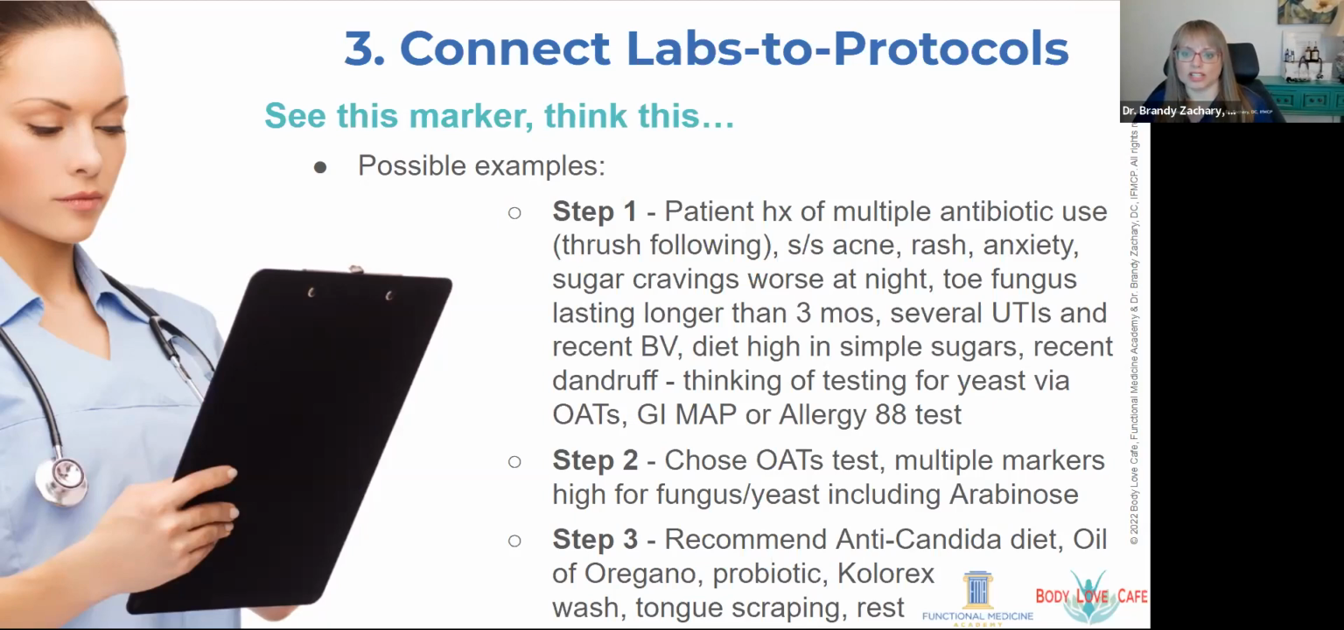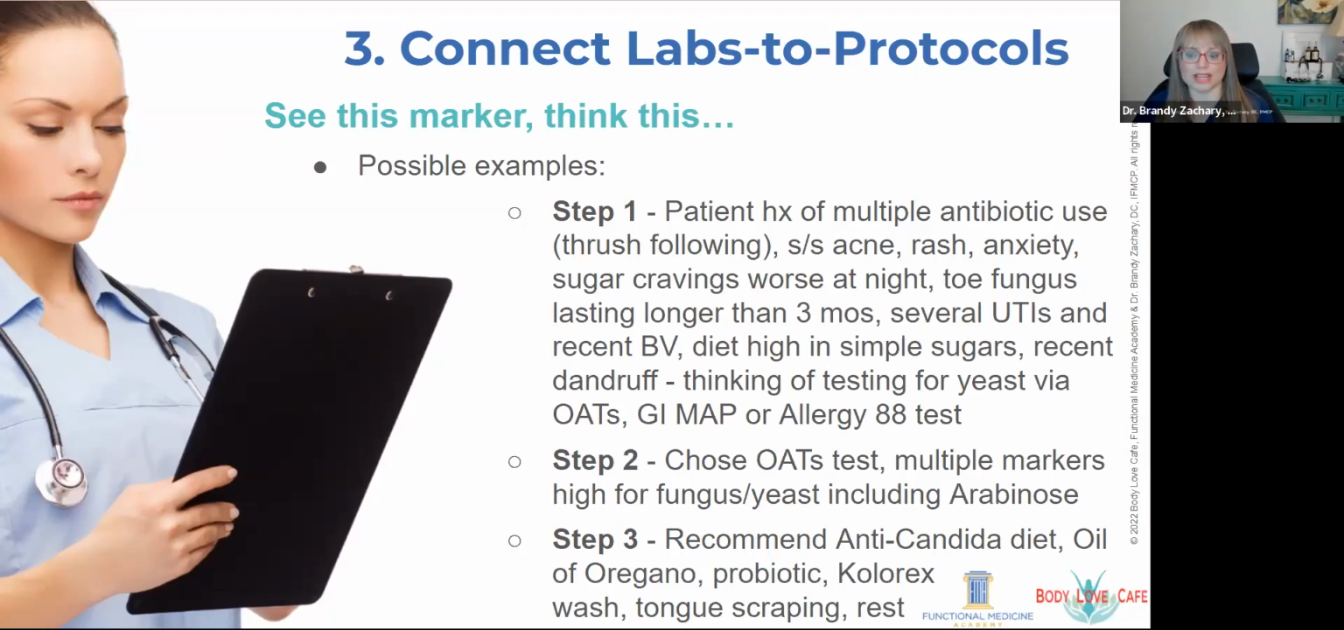All right, let me tell you these steps. What made me think about it is we go through these labs in more detail. Okay, so step 1, patient history of multiple antibiotic use. They had thrush following antibiotics. Signs and symptoms included acne, rash, anxiety, sugar cravings worse at night, toe fungus lasting longer than 3 months, several UTIs, recent BV, diet high in simple sugars, started getting dandruff. You're thinking of testing for yeast via OATs or maybe GI-MAP or Allergy 88 test. So thinking of different labs that might show it. You decided to choose OATs, and multiple markers were high for fungus and yeast, including high arabinose.